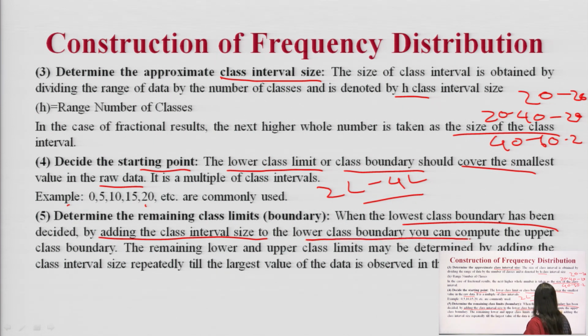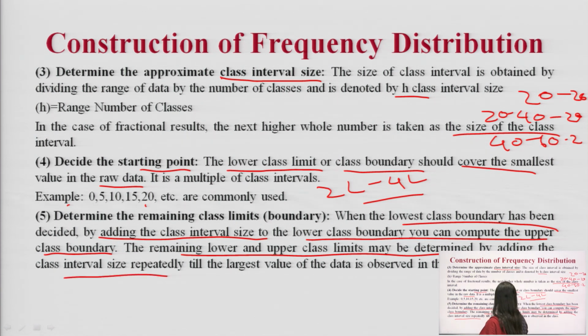Then, once the lower class boundary is computed, you have to decide your upper class boundary, meaning the highest level. Suppose you are calculating on the income of people, then what is the highest level of income you are going to take. The remaining lower and upper class limits may be determined by adding the class interval size repeatedly till the largest value of the observation is covered.